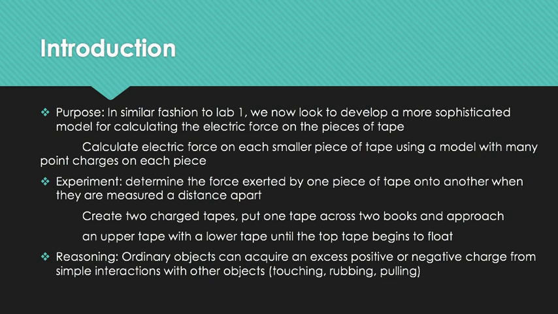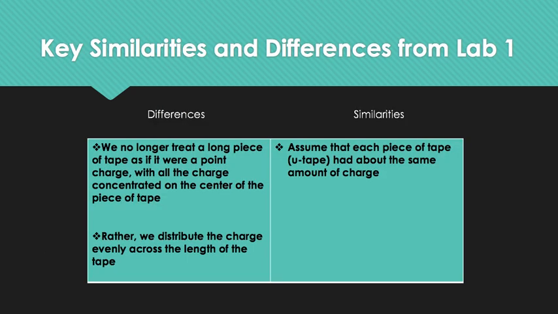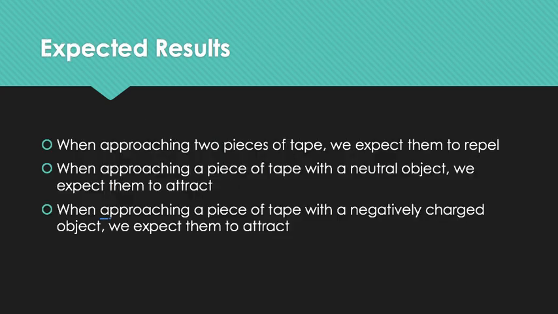The reasoning behind this is we know ordinary objects acquire an excess positive or negative charge from simple interactions with other objects. Some key similarities and differences from the previous lab. In difference, we no longer treat a longer piece of tape as if it were a point charge, but rather we distribute the charge evenly across the length of the tape. In similarity, we assume that each piece of tape had about the same amount of charge.